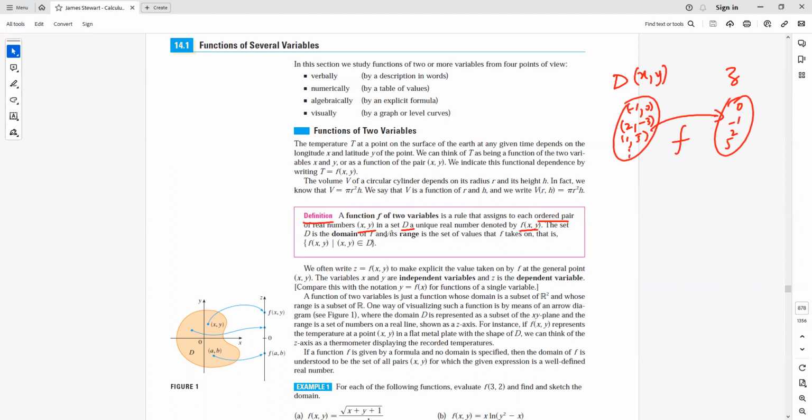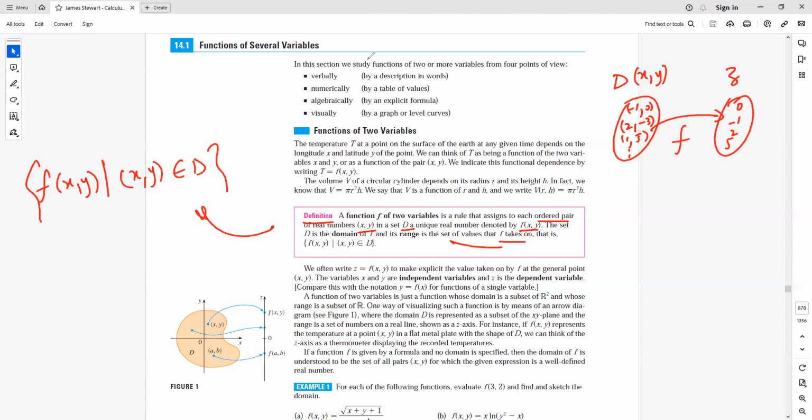It's a rule that assigns to the ordered pair of real numbers x, y in set D a unique real number denoted by f of x, y. The set D is the domain of f, and its range is the set of values that f takes on, right? And we can write its domain as f of x comma y such that x comma y belongs to the domain set. In this manner, we can represent a function of two variables, right?